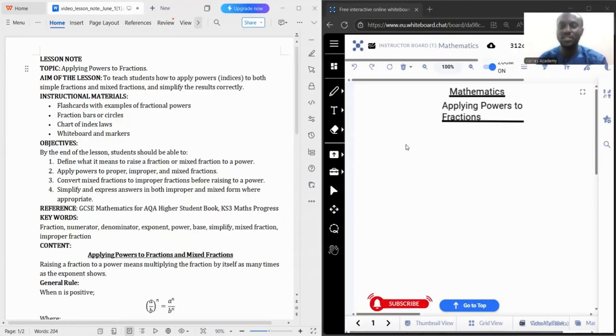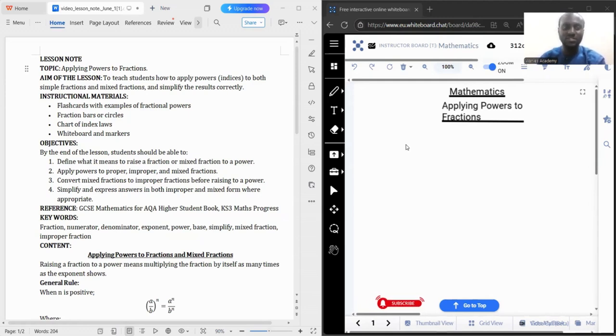Our topic for today is applying powers to fractions. The aim of this lesson is to help you understand how to apply powers, that is indices, to both simple fractions and mixed fractions and simplify the results correctly.